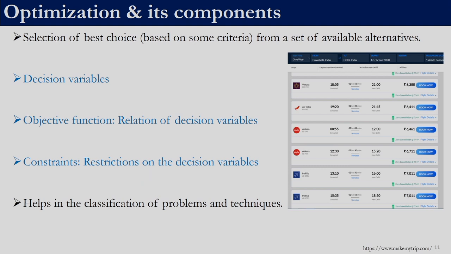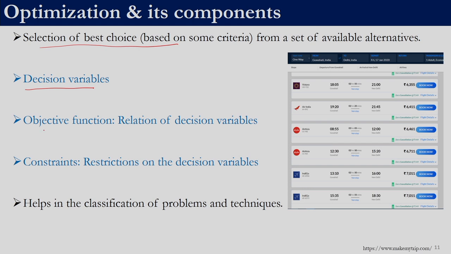So optimization, as you know, is the selection of the best choice. When we say best choice, it has to be based on some criteria. If we are going to select the best choice, that invariably means that we have a set of alternatives from which we have to select the best choice. So that decision is called the decision variable. We need to decide something, so in optimization we call it a decision variable.